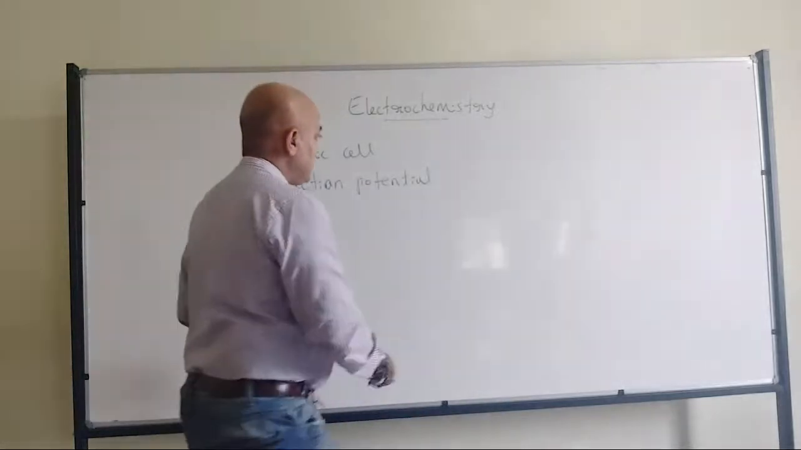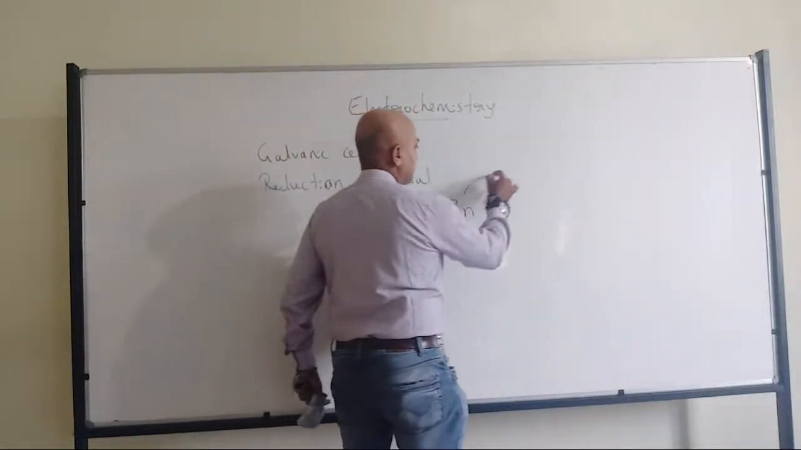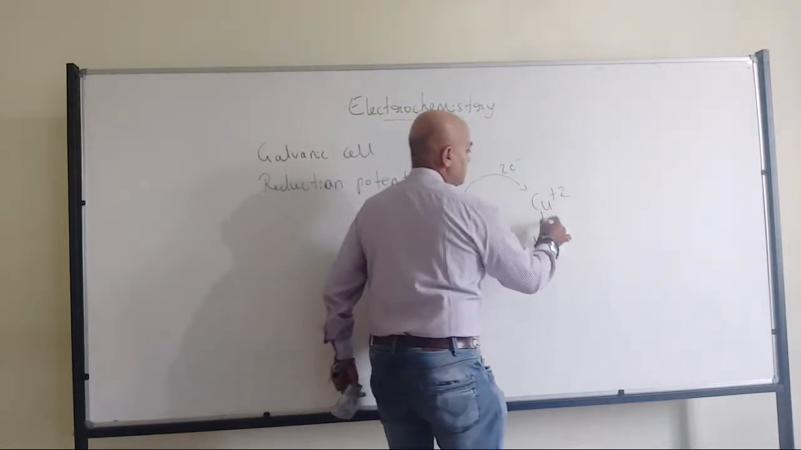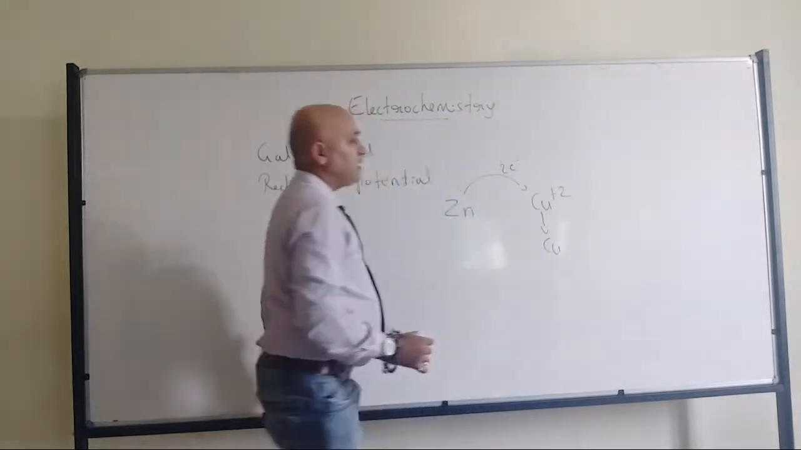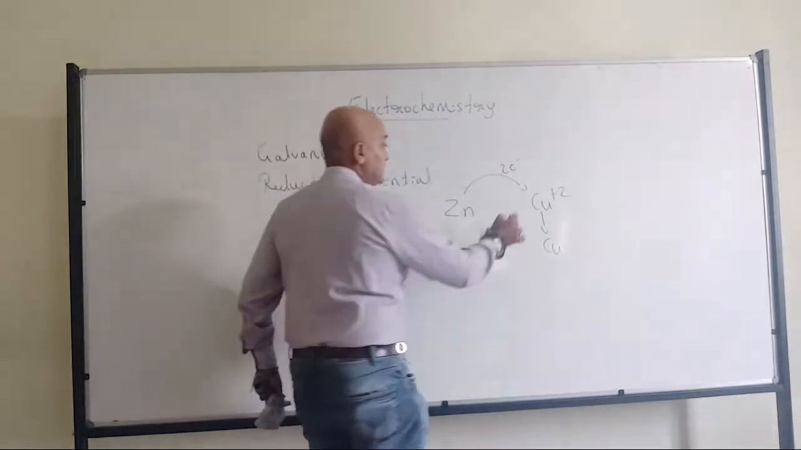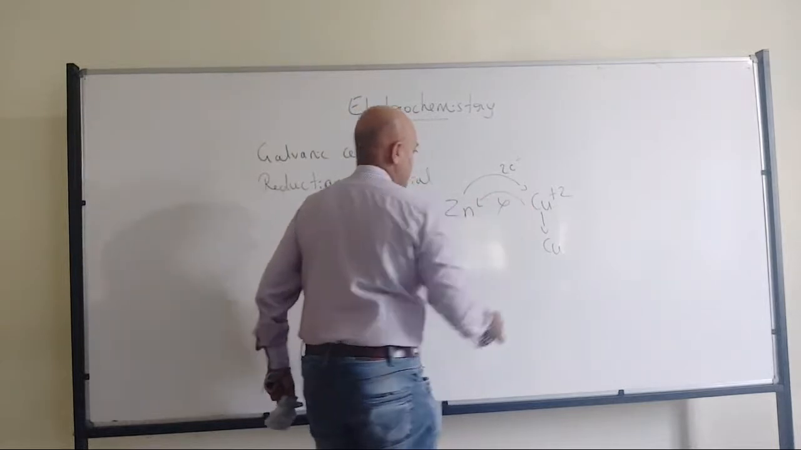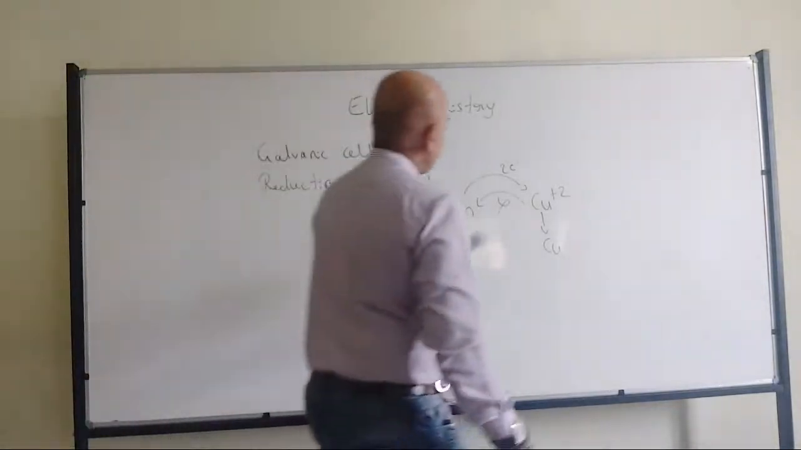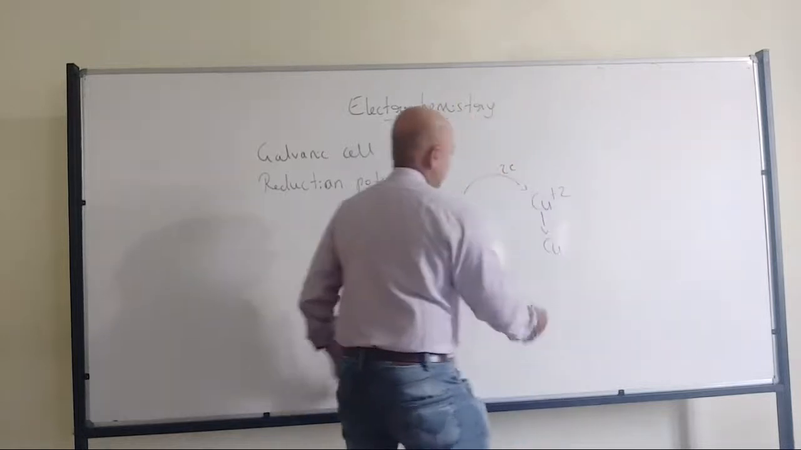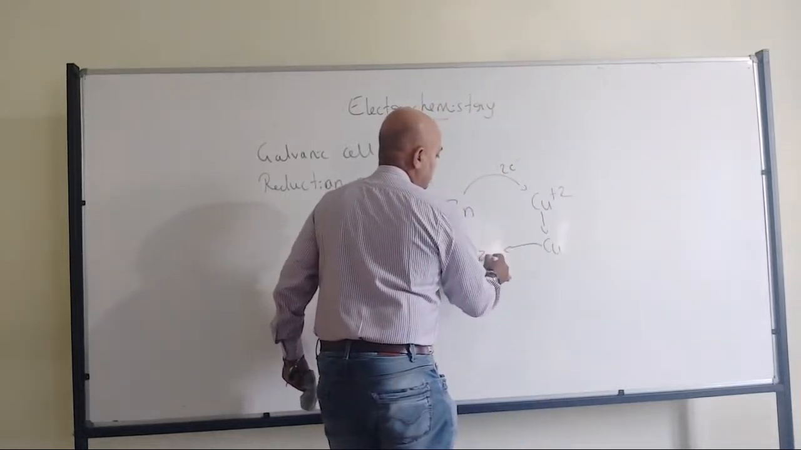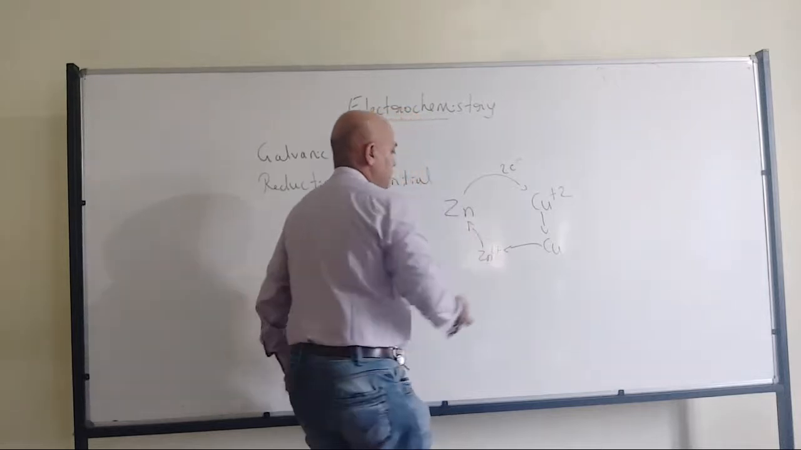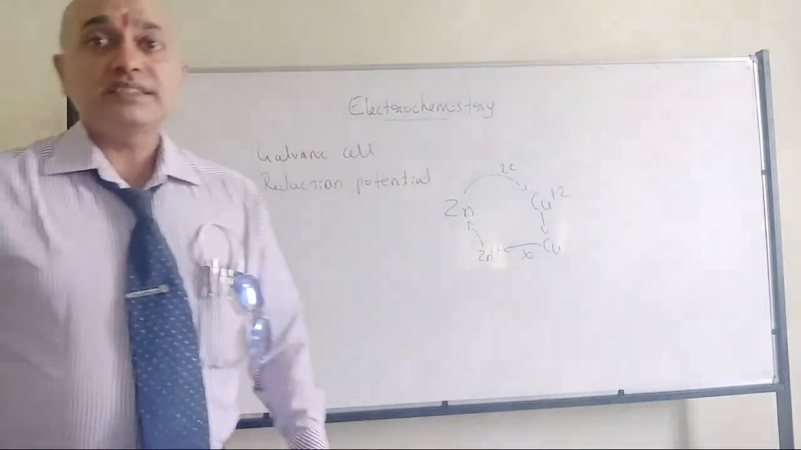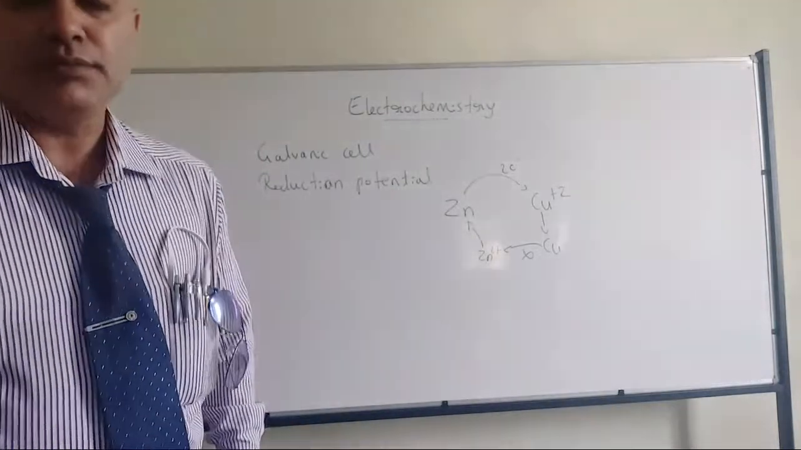So what I mean to tell here is, zinc can donate 2 electrons to cupric ion, and due to that cupric ion can become copper. But this cannot happen in a reverse direction, where copper is going to donate the electron to zinc plus 2, which will become zinc. So this cannot happen. Okay. So that's what the electrochemical series talks about.